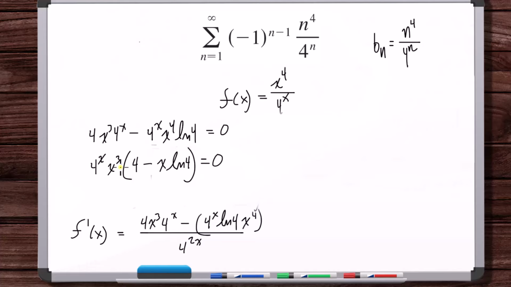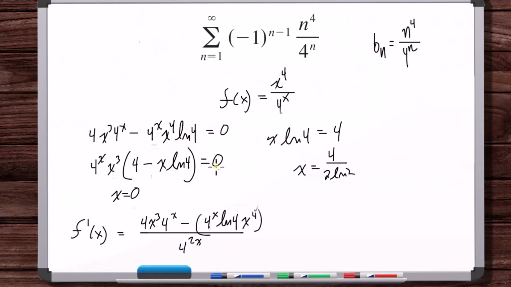Okay, this is equal to 0 when x is equal to 0. And when is this equal to 0? So when is x natural log of 4 equal to 4? When x is equal to 4 over natural log of 4, so 4 over 2 natural log of 2. Okay, and this is greater than 0. So we need to find out what is the sign of the first derivative for any x value that's greater than this. Or we can just think about what is the limit as x goes to infinity of this.